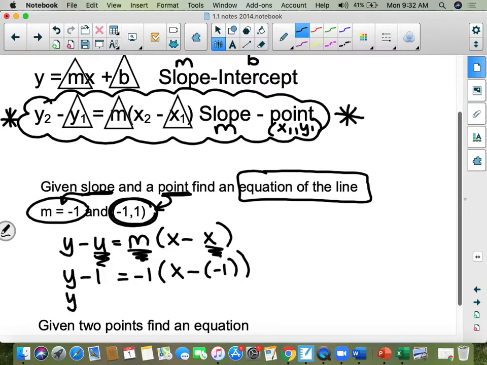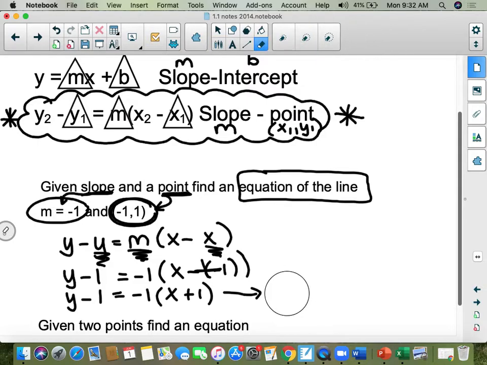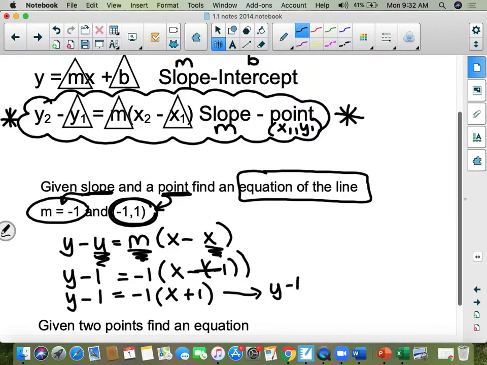So I'm going to get y minus 1 equals a negative 1 times x plus 1. 2 negatives equal a positive, which gives me x plus 1. Which gives me y equals, well, let's make it y minus 1 first. Let's do the famous distributive property to get a negative x minus 1. And then all I'm going to do is add 1 to both sides, so y equals a negative x.